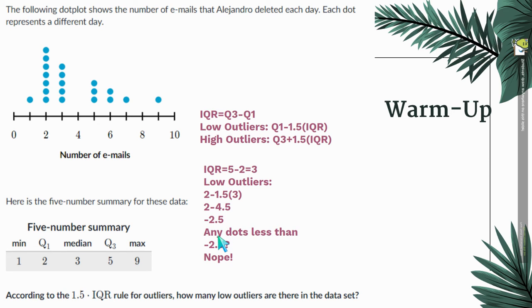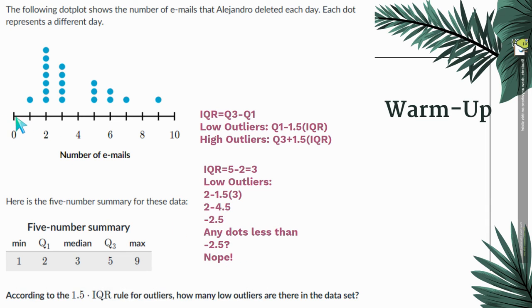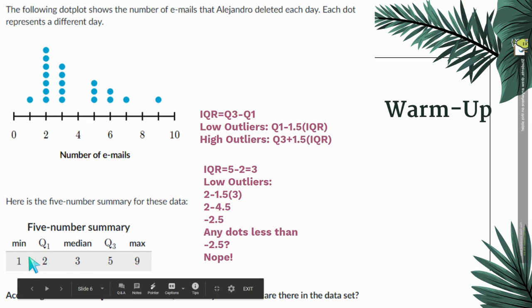Then you can ask yourself, are there any dots or values less than negative 2.5? Well, this number line doesn't even venture off into the negatives, and we can also see that our minimum is 1, which is bigger than negative 2.5, so no, there are no low outliers.